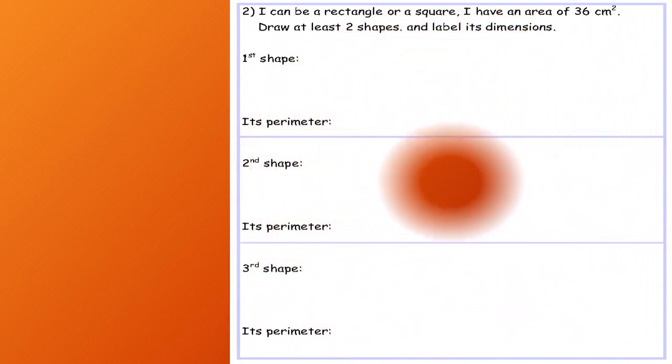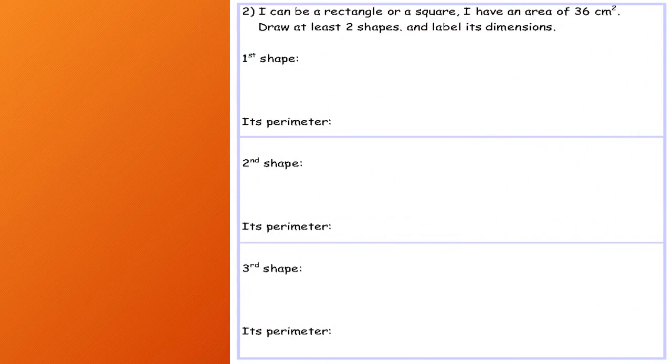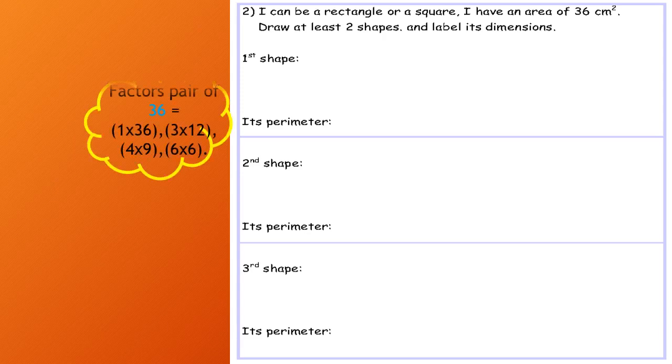Number 2. I can be a rectangle or a square. I have an area of 36 centimeters square. Draw at least two shapes and label its dimensions. First, we have to know the factor pairs of 36: 1 by 36, 3 by 12, 4 by 9, and 6 by 6. All of these are the factors of 36.